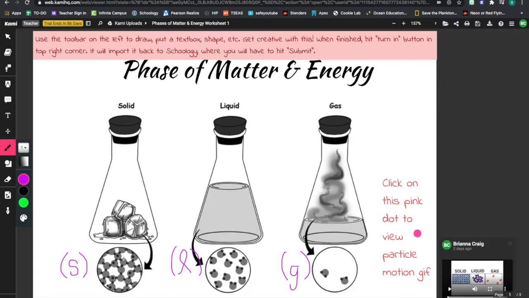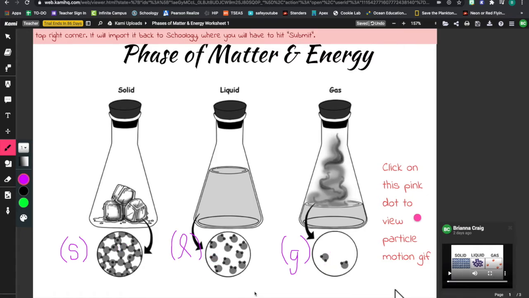So what these circles here are depicting is the particle diagrams. Right here is one particle of water. This is one molecule of water. Our solids are going to be very compact and organized together, very packed in there. As you can see, they're all touching each other. They're very organized and they're moving very slowly.